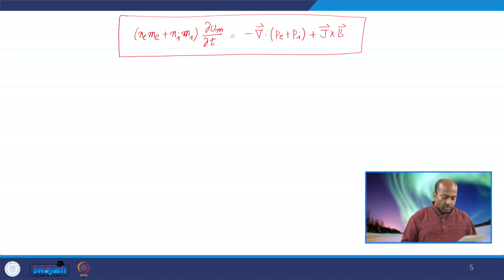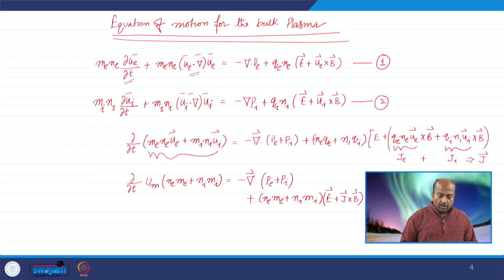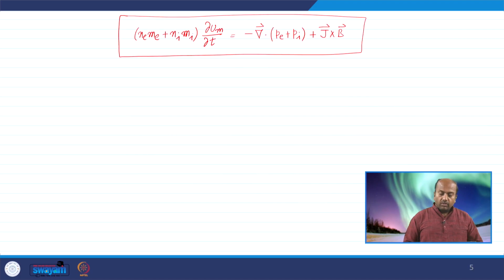We have the equation number 1 and 2 earlier, momentum equations 1 and 2. So we can start from this equation. Let us write a single equation for this, instead of writing two equations every now and then. Let's say mi ni ∂ui/∂t. Okay, i can be confused with ion, right?